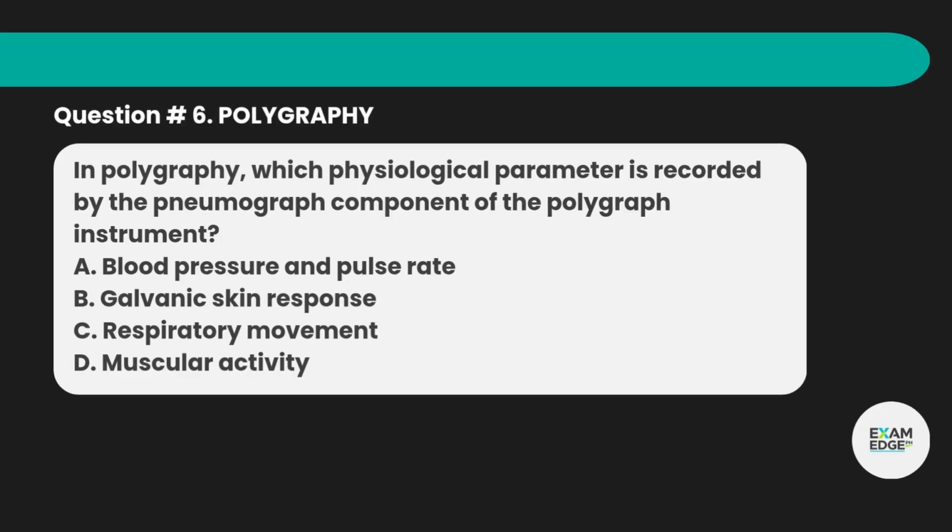Question number 6. Polygraphy. In polygraphy, which physiological parameter is recorded by the pneumograph component of the polygraph instrument? A. Blood pressure and pulse rate. B. Galvanic skin response. C. Respiratory movement. D. Muscular activity. Correct answer. C. Respiratory movement.